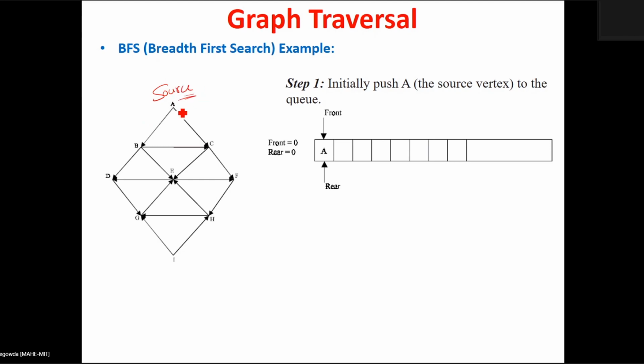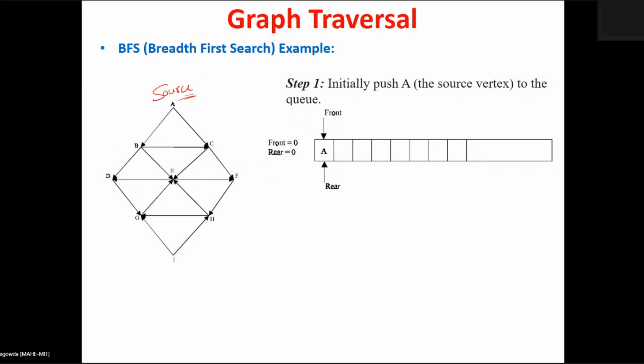I am going to consider A as the source vertex in this case. As the second step shows, you just push this source vertex into the queue. I have two pointers in the queue, the front and the rear. Now they are pointing to the same element, because I pushed A into the queue here.